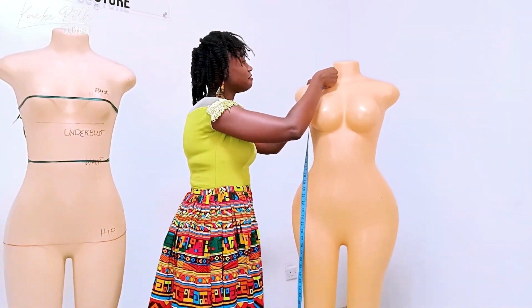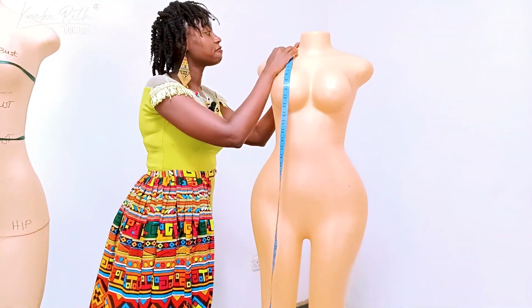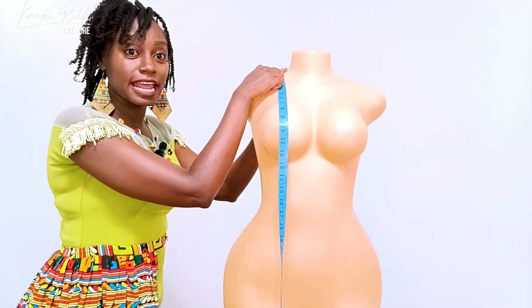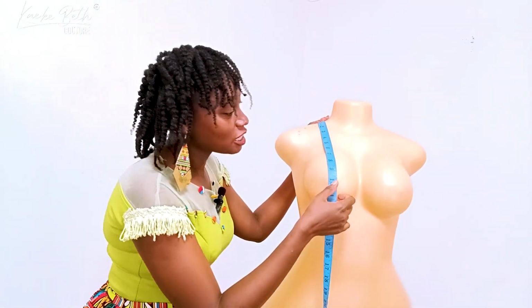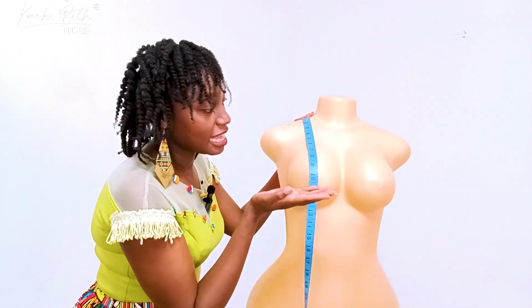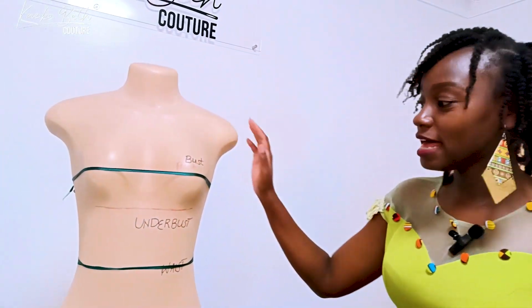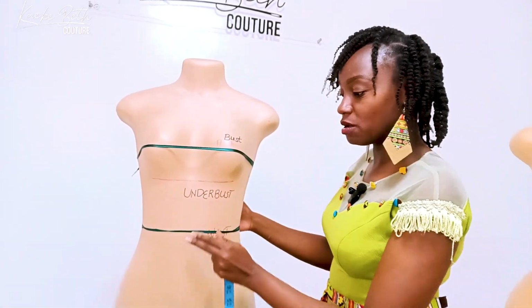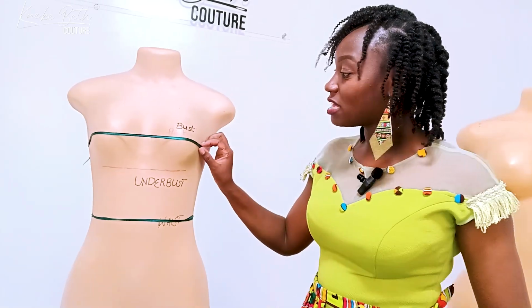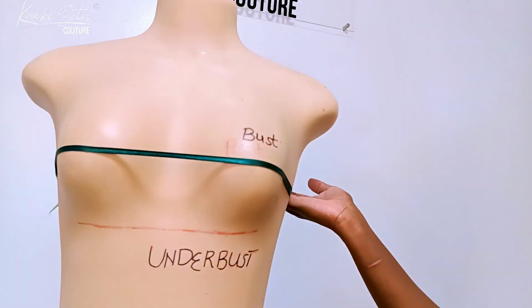Now let's take the vertical measurement for the bust. Remember, you take this from the base of the neck, from the shoulders, to where the fullest part of the bust is. That's why I have this dummy here that has strings around the bust, waist, and the hips. Once you have this string, it helps you to mark the fullest part of the bust.